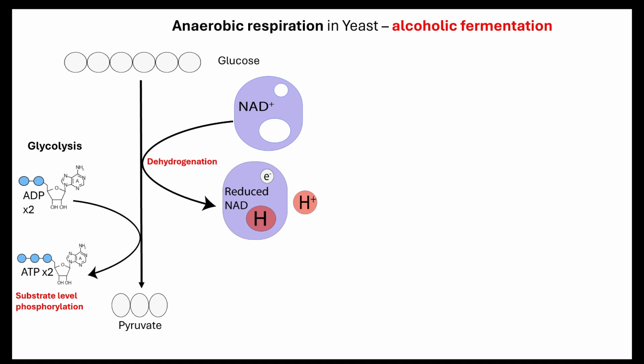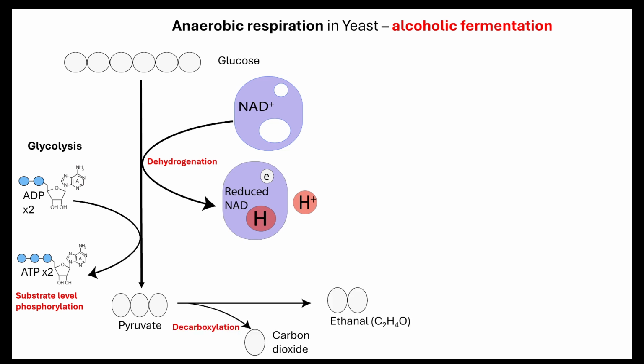Well, when there is no oxygen present, for anaerobic respiration to continue, the pyruvate needs to be decarboxylated. So for it to be decarboxylated, carbon dioxide needs to be removed and the pyruvate is converted into ethanal. Well, all that we've done right now is we have removed carbon dioxide, we've got an intermediate molecule. We're still not able to produce any more ATP molecules.